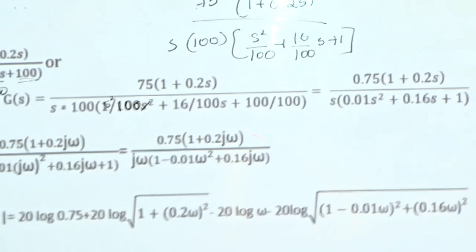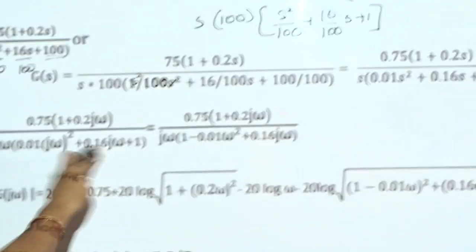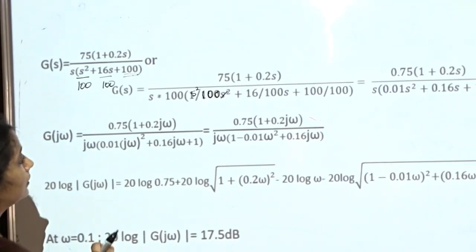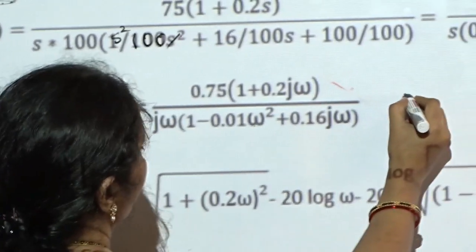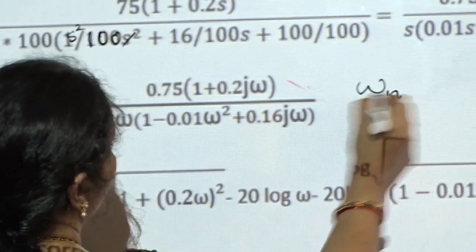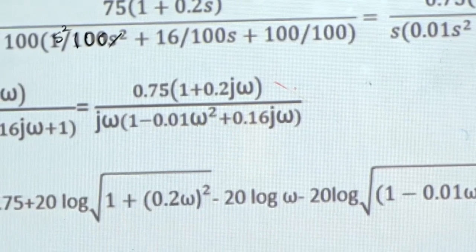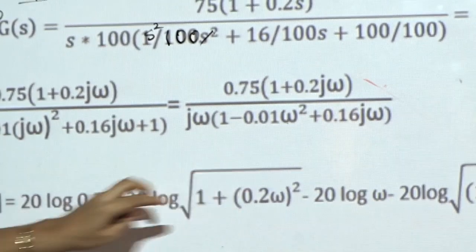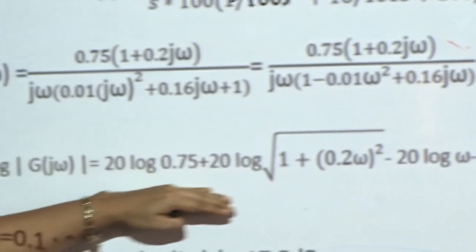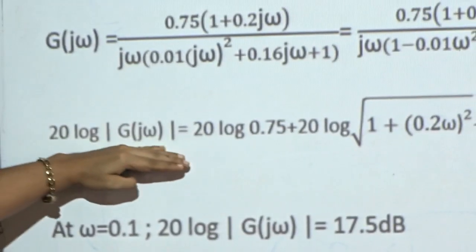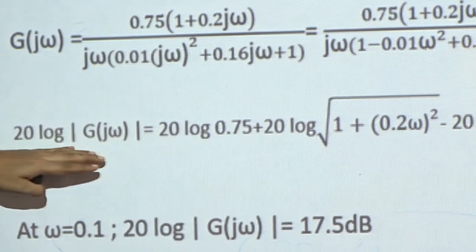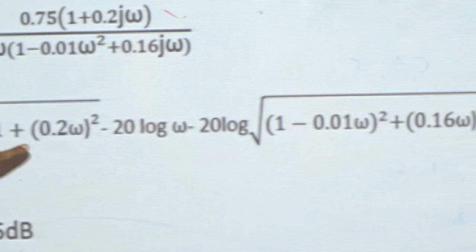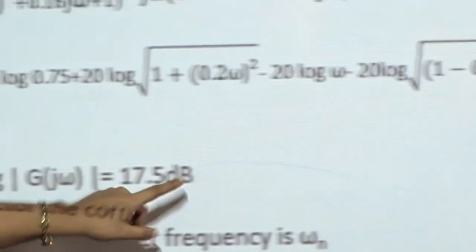Now substitute j omega in the place of s. You get these values and finally it comes to the standard form. You see this omega here represents omega divided by omega n, and you can write this as u also. Then we have to find the magnitude plot for this. This was the expression for the magnitude, 20 log in decibel values. At omega equal to 0.1, when we substitute, we get 17.5 dB.